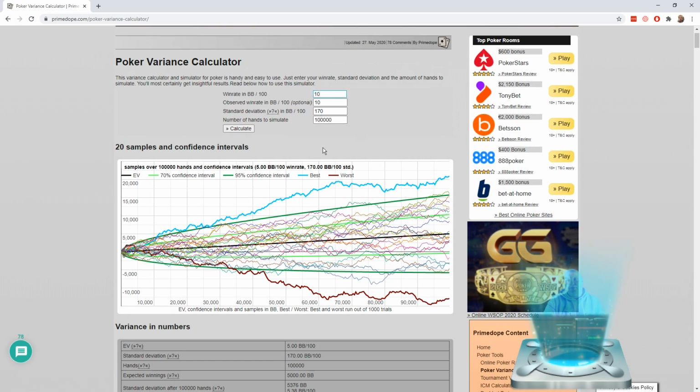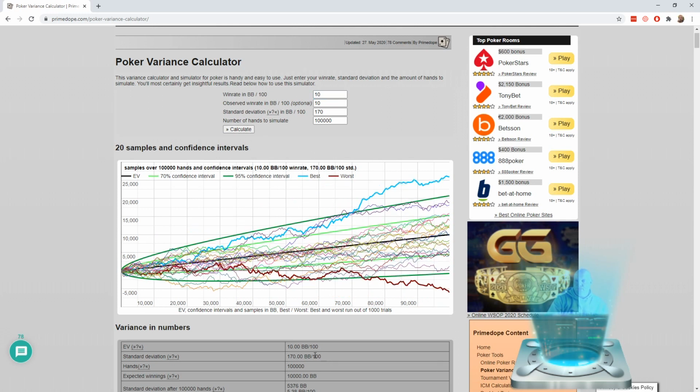If we increase our win rate, and I would say 10 BB is, on small stakes, what a winning player at least should get, because we include, of course, rakeback and promotions. So you need to win around 4 to 5 BB per 100 and then get another 5 BB from rakeback, and the total amount is 10 BB. Now we can see that this changes a lot.